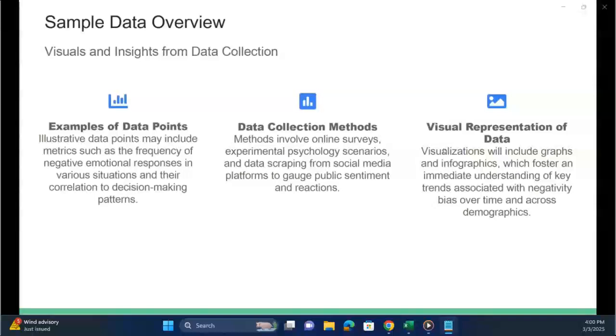And not only that, as the name of this class implies, we will need to visualize the representation of the data that we collect. And this will include graphs and infographics, which foster a good and readily available understanding of key trends associated with negativity bias over time and across different populations within humans.